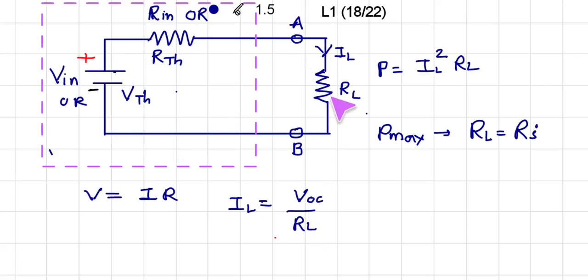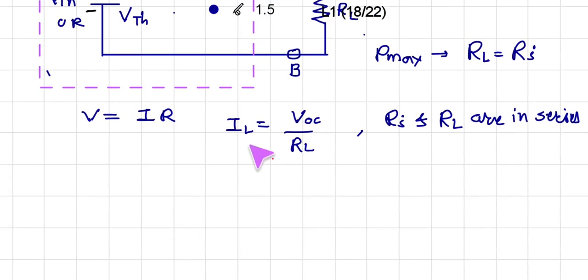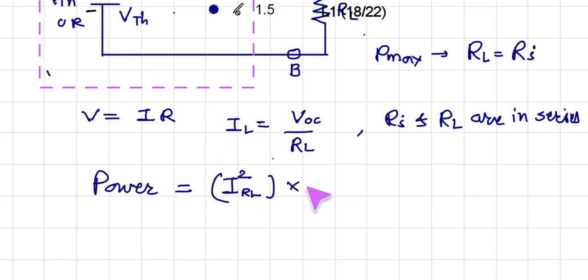So here when we connect RL, we see that the current flowing through Rin, the same current is flowing through RL. So we can say that Ri and RL both are in series. That is the thing. Now here we got the value of current, but we know that power is equal to I square, the current flowing through the load resistance, into RL.